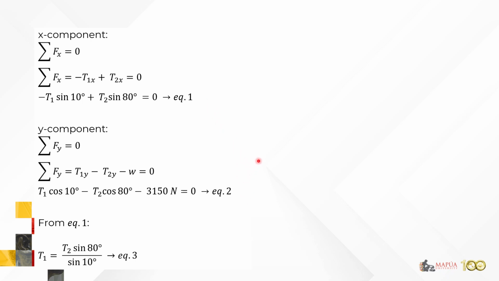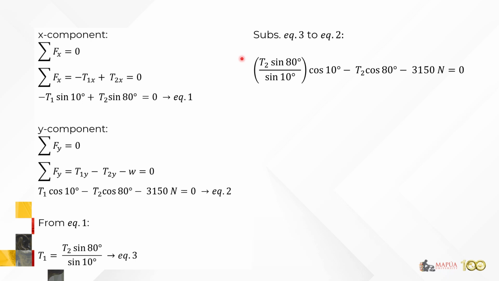But in this case, to follow the solution here, we can use this equation to substitute t sub 1 in the second equation. So let's try to substitute. Substitute equation 3 into equation 2, and you should get, notice t sub 1 here has been replaced by t sub 2 sine 80 degrees over sine 10 degrees, times cosine 10 degrees, minus t sub 2 cosine 80 degrees of our second term, minus 3,150 newtons is equal to 0.